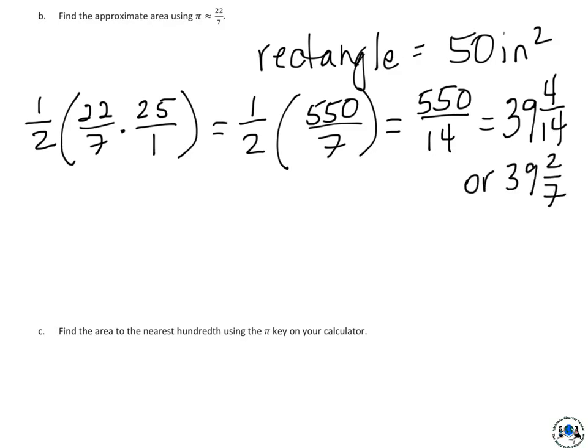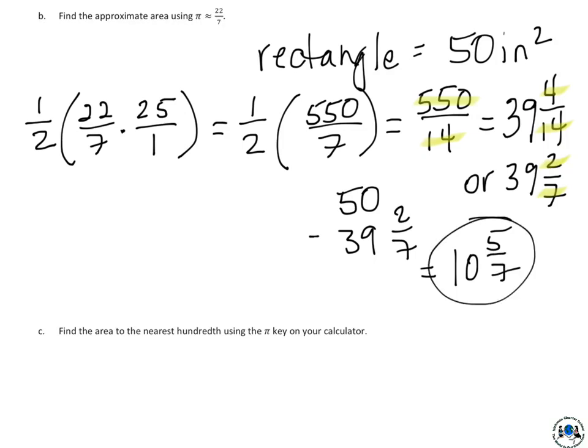And I know I could have done a different way here. I could have divided this here by 2 at some point and gotten that figure in sevenths instead of 14ths, and so I wouldn't have had to do this here, reducing or simplifying. Anyway, 50 minus 39 2/7 equals 10 and 5/7.